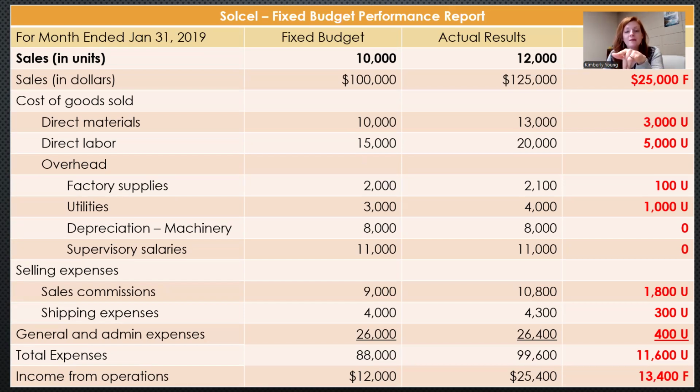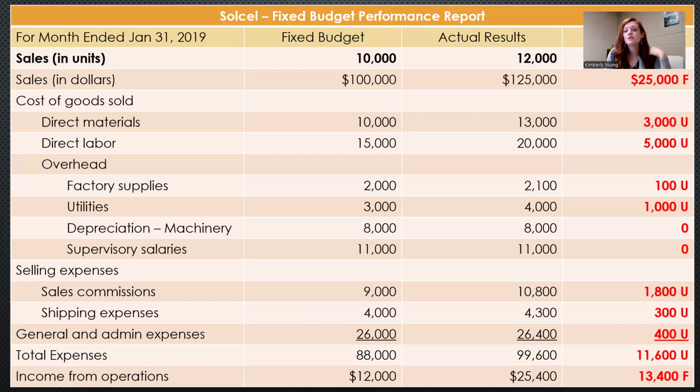But it's not really comparing apples to apples, because I don't know, just looking at this, did they sell it for the same amount that they planned to? Was 125,000 what they should have had in sales, or did they have to discount stuff in order to sell 12,000? I don't know, just looking at this. So this is the fixed budget. The cost of goods sold, oh wow, we only thought we were going to spend 10,000 on direct materials and only 15,000 on direct labor. And here we spent 13 and 20,000. So we had unfavorable because we spent more. We had unfavorable amounts for our direct materials and direct labor. We must have done something wrong, right? Not necessarily, because remember, we only based this on 10,000 units.